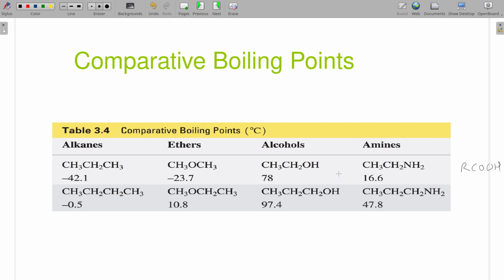And amines vary, but the biggest reason amines vary is both of these are primary amines, but as soon as you have a tertiary amine, you no longer have an NH bond, and your boiling point will drop tremendously. So it's not fair to say that amines are always going to have higher or lower boiling points than any other group, because they move around some.